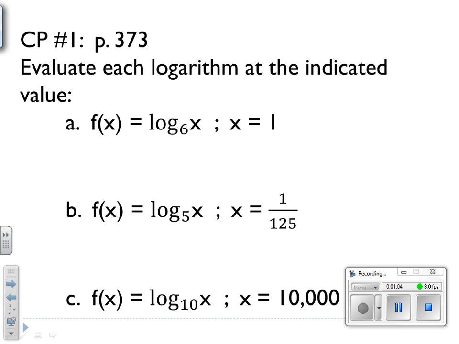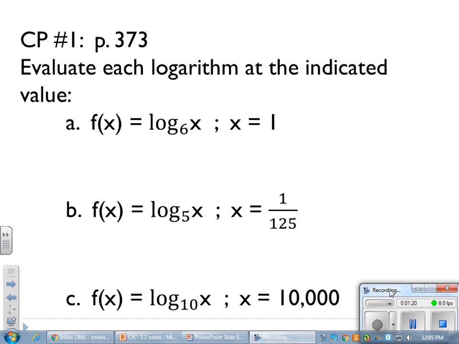Okay, so checkpoint number 1 on page 373 has us evaluating each logarithm at the indicated value. Now, I'm going to stress that in these, we're supposed to be able to evaluate these algebraically, which means that you should not be punching these in and coming up with a calculator value alone. It requires some steps. I'm going to try something a little bit different than what I did in class, and maybe it's going to help those of you, or a couple of you, who I may have not had on board with me. And I'm just going to stick that value of x in from the very beginning.